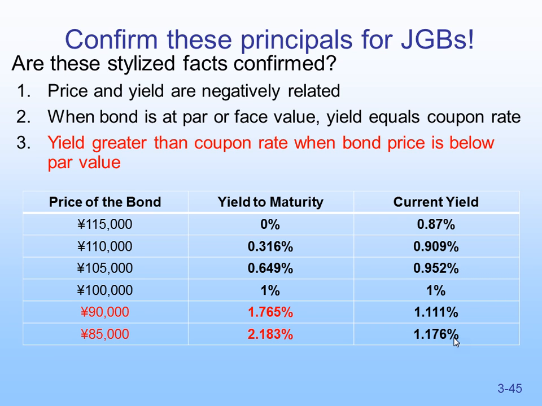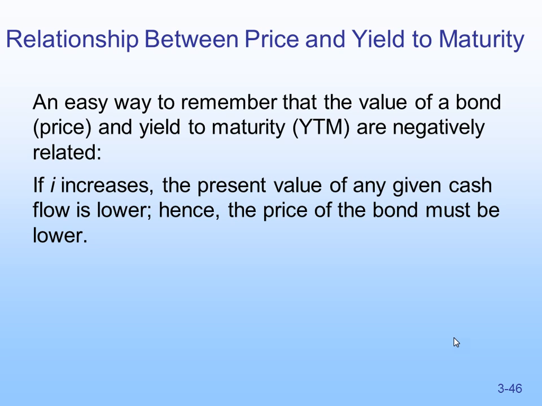All right, so here was the slide I was thinking of. An easy way to remember that the value of a bond and the yield to maturity are negatively related is that if that little i increases, then the present value has to be lower. So the bond has to be sold at a lower price.